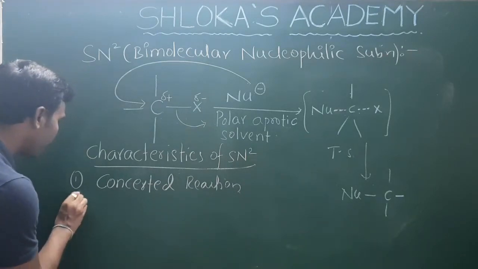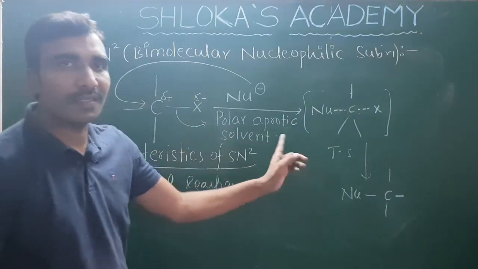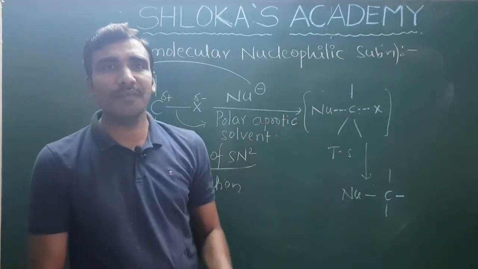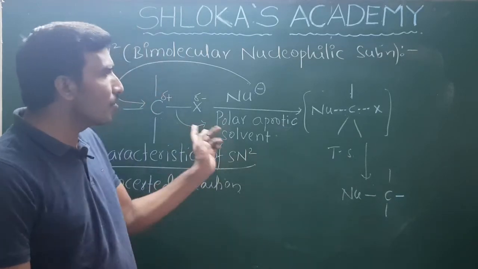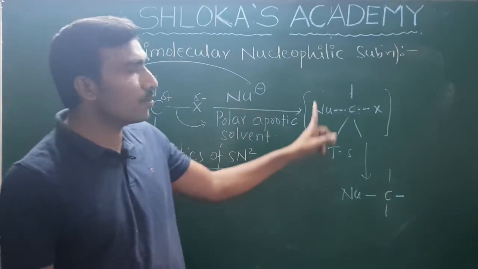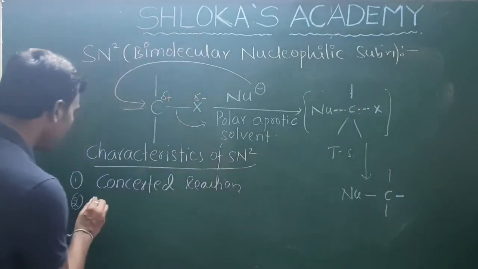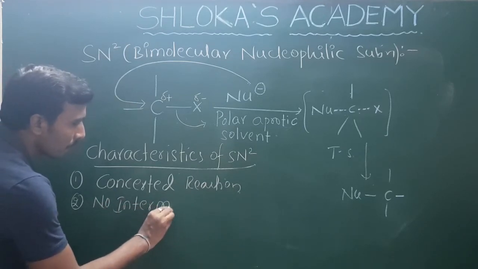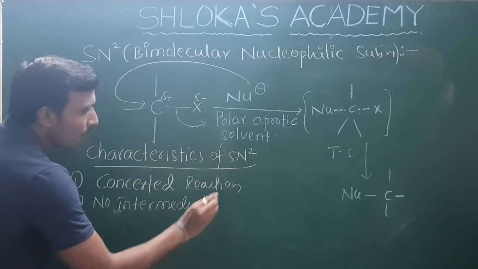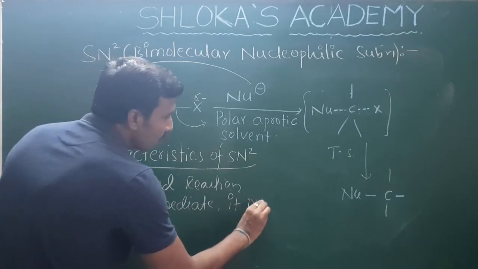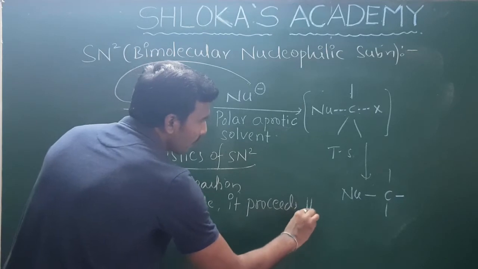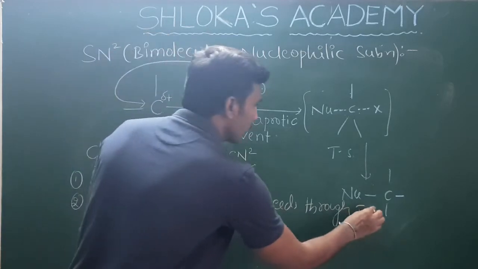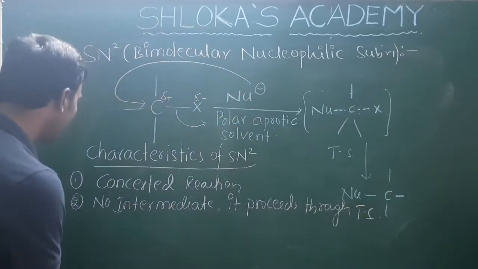And the second point, in this single step, does it involve the formation of any intermediate? We are not getting any reaction intermediate. So there is no intermediate formation during this reaction, it just proceeds through the transition state. No intermediate is formed. It proceeds through the transition state. Yes, that is second. Third.